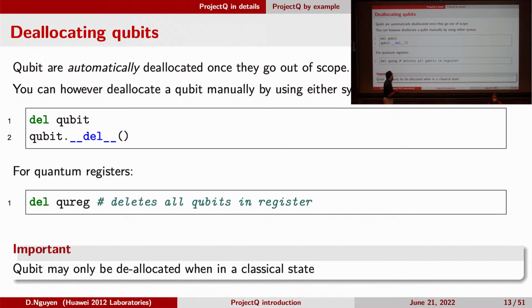Deallocating a qubit is as simple as deleting the qubit object or calling the destructor. If you have a quantum register, you can delete the whole quantum register at once. And as I mentioned on the previous slide, you should only deallocate qubits if they are in the classical state. So if you have a qubit that is not in a classical state, just measure it before deleting it.